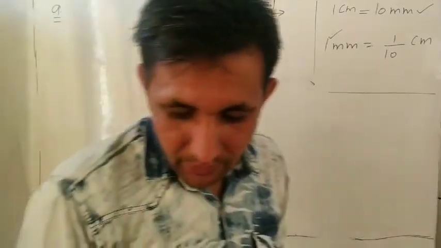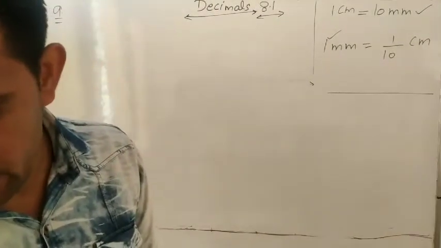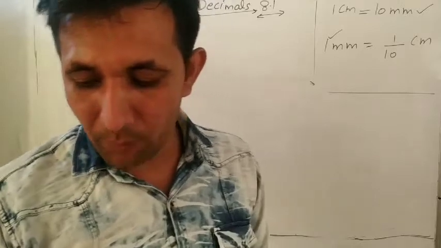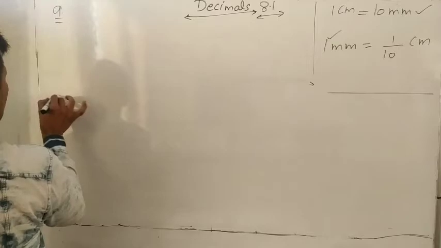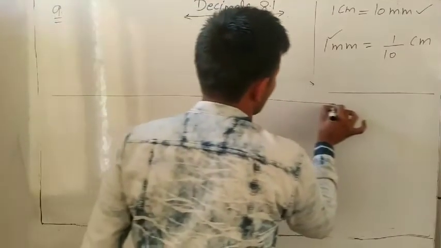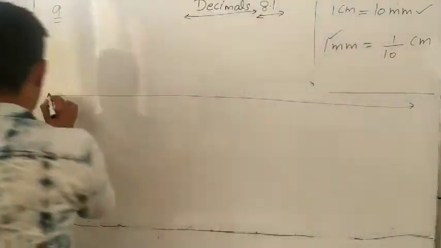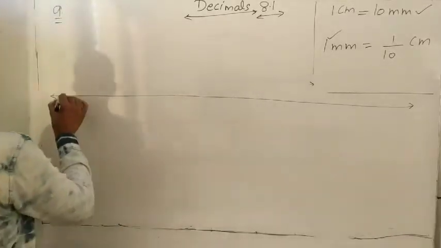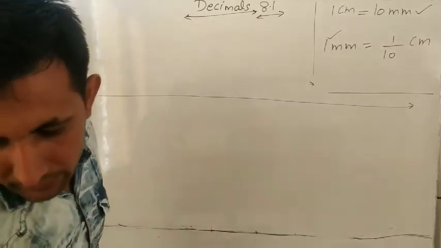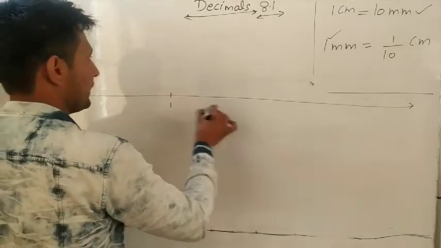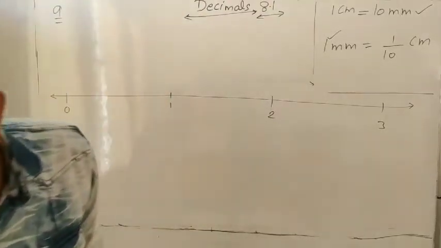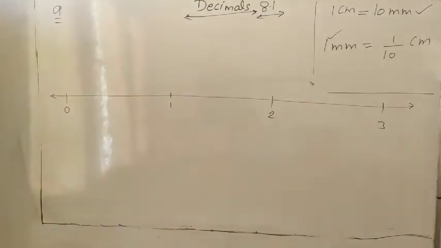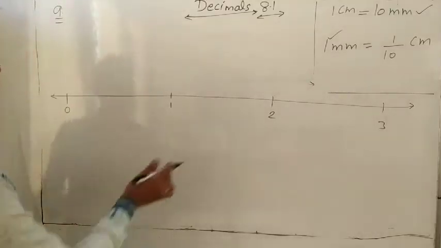Question number 9. Write the decimal number represented by the points A, B, C, D on the given line. So it is a given number line. Look at it. Okay. And what is given? It is 0. And next is 1. It is 2. And it is 3. And what is given? So we will divide into 10 equal parts.